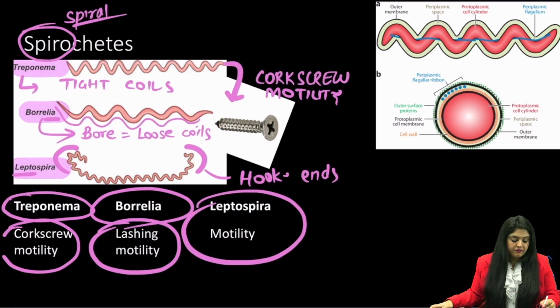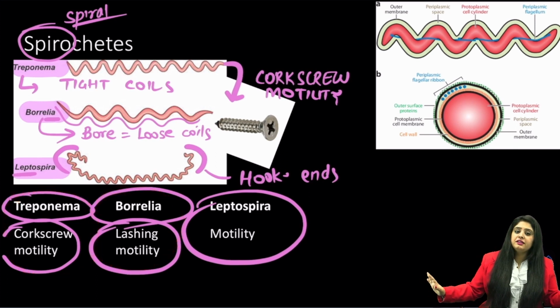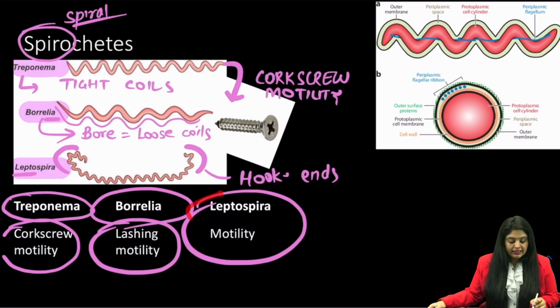Repeating once again, we have Treponema for tight screw-like, so corkscrew motility. Borrelia, relaxing in boredom, loose, lashing motility. And then Leptospira, lapeta hua, so hooked ends.